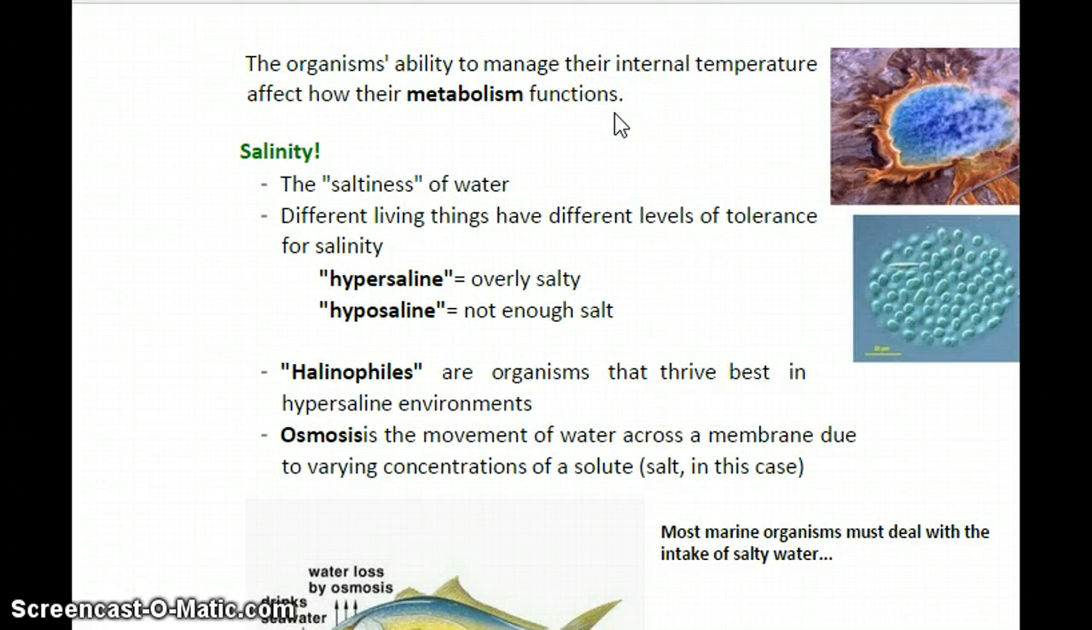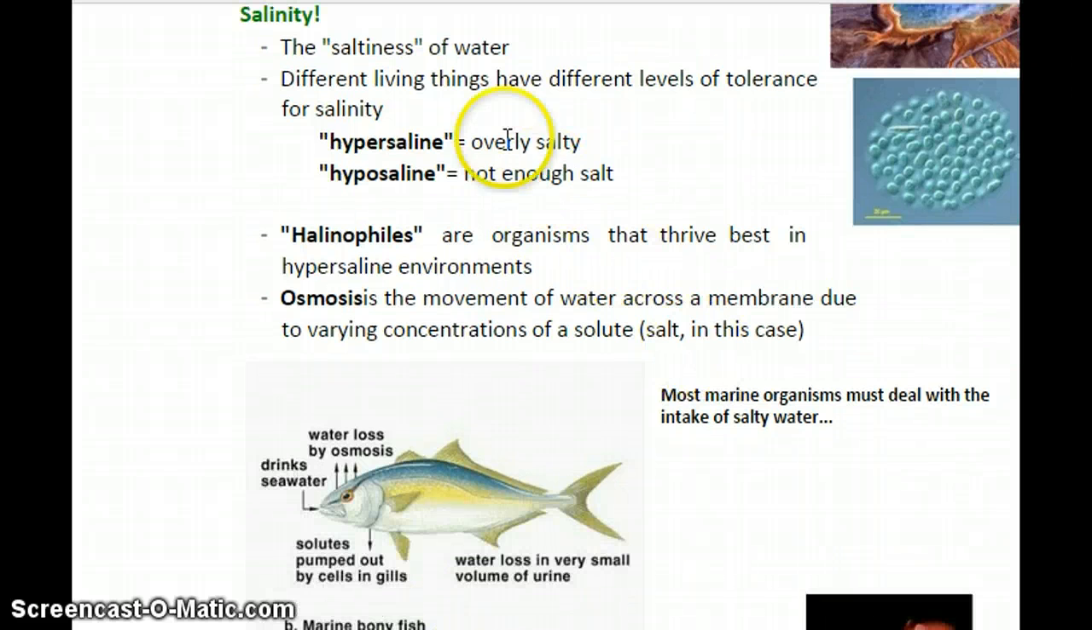Okay, so again, we've got temperature being a major factor in how an organism can metabolize, how they can turn food into energy in their bodies. Salinity is another big deal. That's the saltiness of water. Some organisms can tolerate more than others. The term hypersaline refers to water that's overly salty, whereas hyposaline means not enough salt. So in the marine environment, organisms have a zone of tolerance here as well.